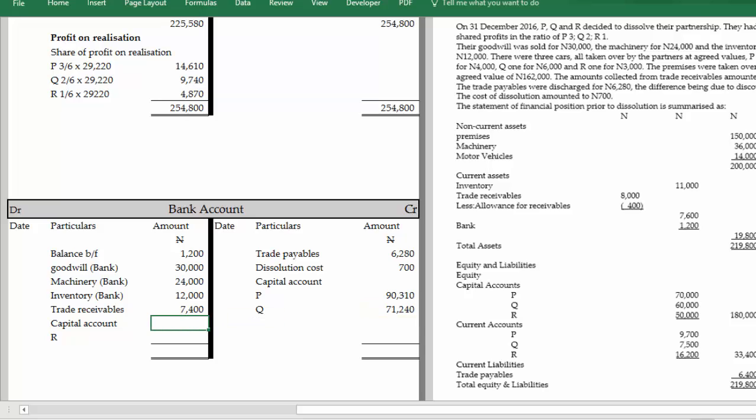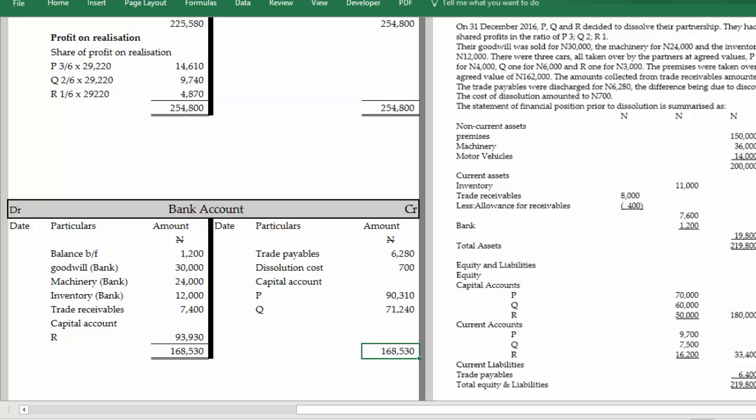On the debit, we have the capital account. We have R. We received 93,930. Now, let's sum up the credit and the debit. The total on the debit gives 168,530. We expect this to be equal to the total on the credit. So let's add it up. It is also 168,530. So everything is fine.